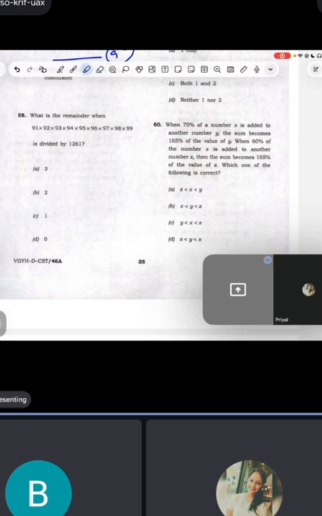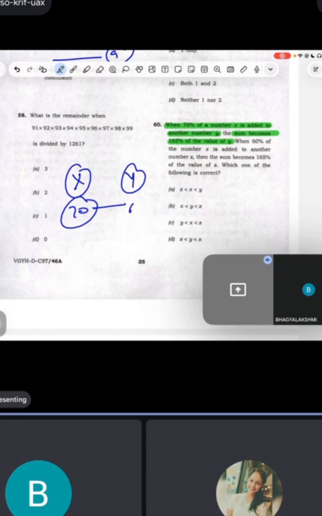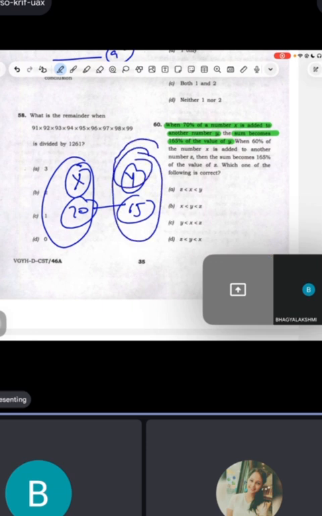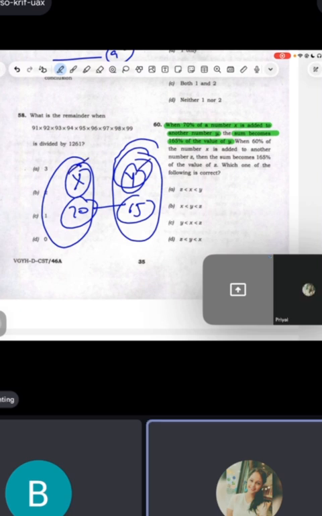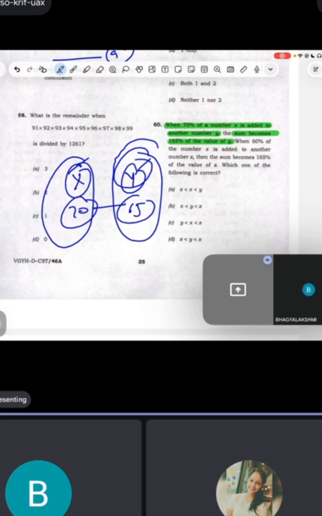See, guys, from the first statement: when 70% of a number x is added to another number y, the sum becomes 165% of the value of y. Here is the catch. If I take 70% of x and add it to y, then the value of y changes by only 65%. So use your brain and tell me, I am taking 70% of the value and adding it to y, and it is changing only 65%. So tell me, whose base is greater, x or y? Base.